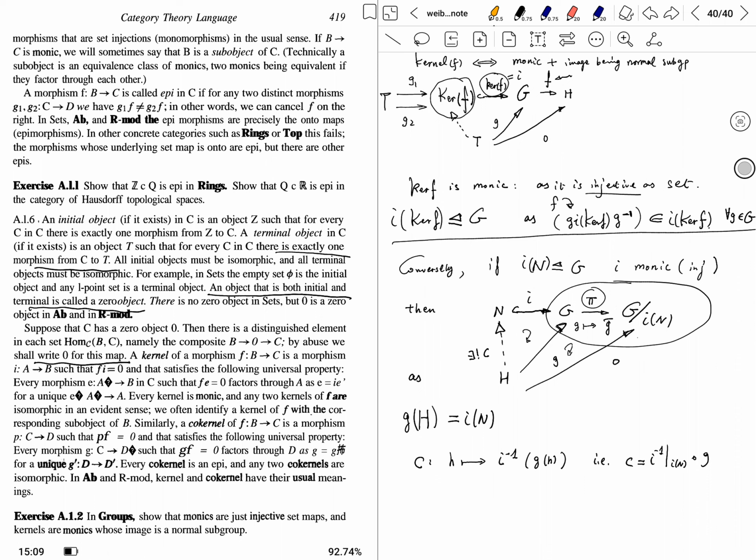So H composed with g maps to G, and under the action of pi becomes 0, which means the image of small g is in the image of N. And so notice that N is actually isomorphic to I of N as a subgroup of G, or more precisely a normal subgroup of G. And so there is a group homomorphism I inverse from I of N to N. So to make the diagram commute, the only choice is the composition of this I inverse with g. And one checks this makes the diagram commute, so it satisfies the universal property.